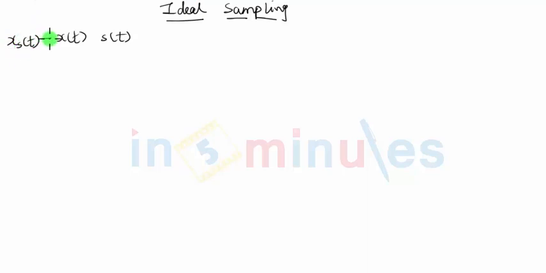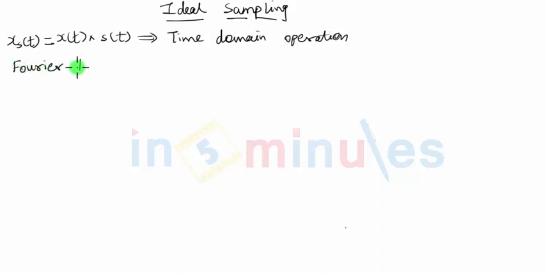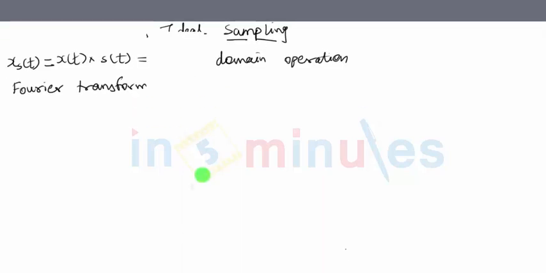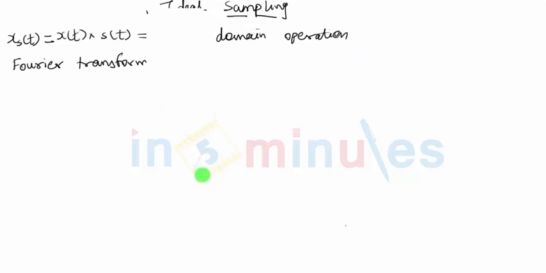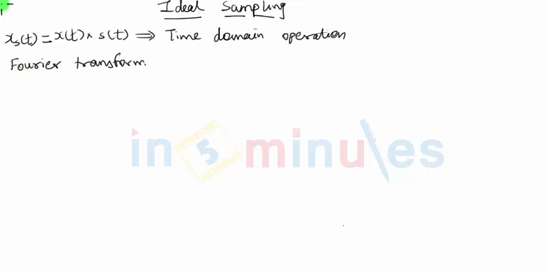We had concluded that to generate xs of t, all you have to do is multiply x of t with s of t. Now this is what we do in the time domain. This is a time domain operation. Our aim is to draw the frequency spectrum of xs of t. For that we will have to take the Fourier transform. So if I take the Fourier transform on both sides, then I will get the transform of xs of t.